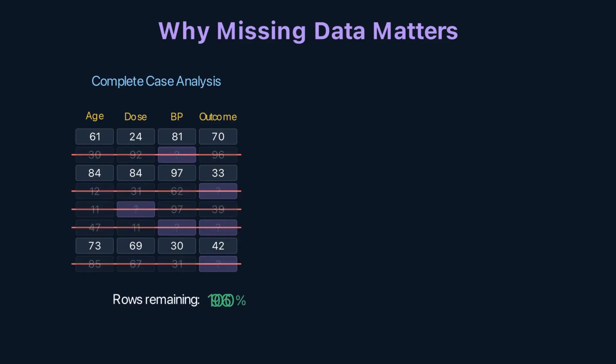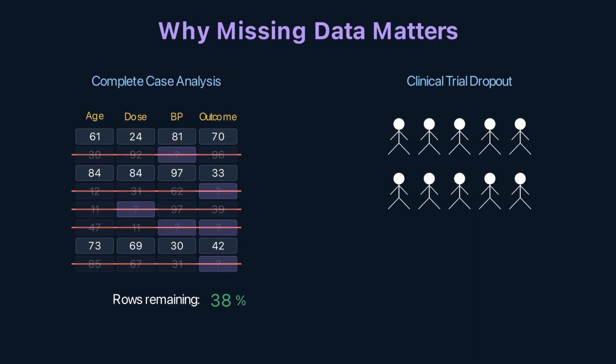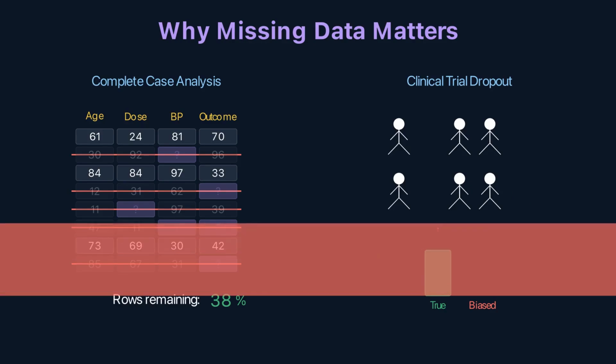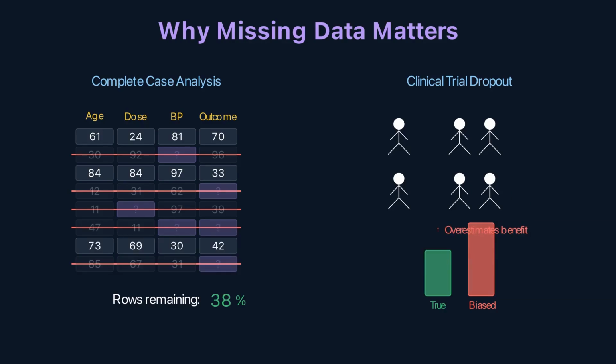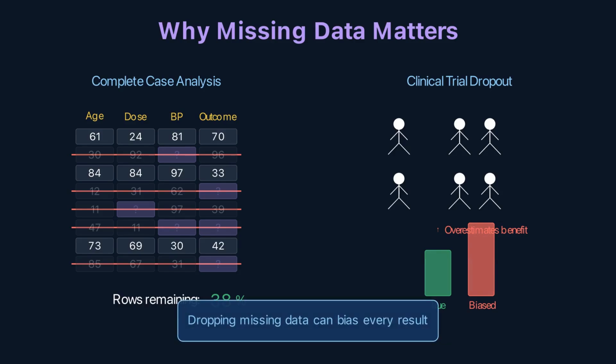Problem: if the missing patients are systematically different, sicker, older, from a specific site, dropping them biases every result. In clinical trials, patients who drop out often do so because the treatment isn't working or the side effects are unbearable. Complete case analysis makes the treatment look better than it is. Even when missingness is truly random, complete case analysis loses statistical power. You're throwing away partially observed information.